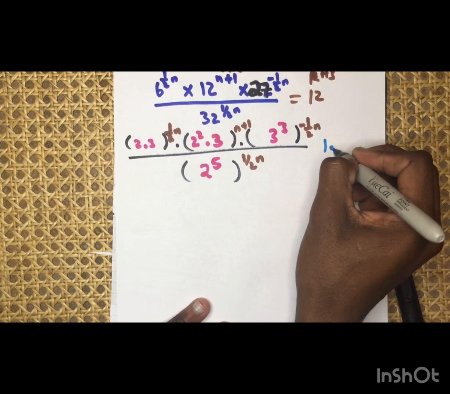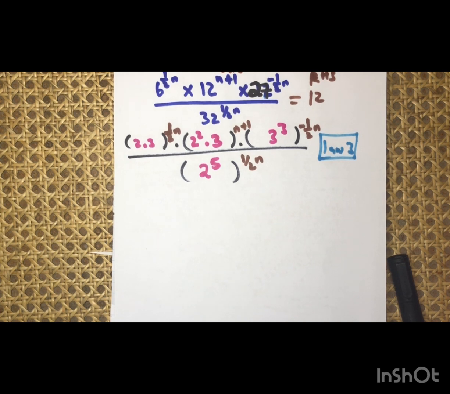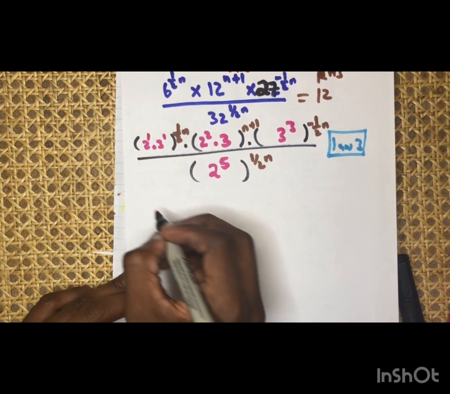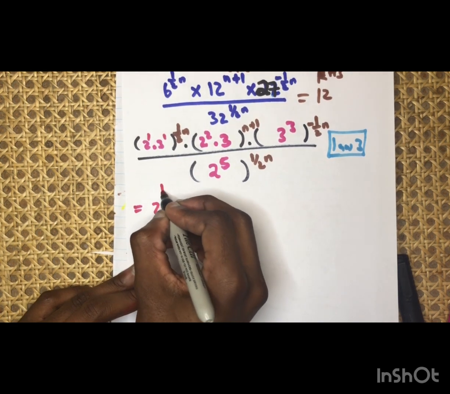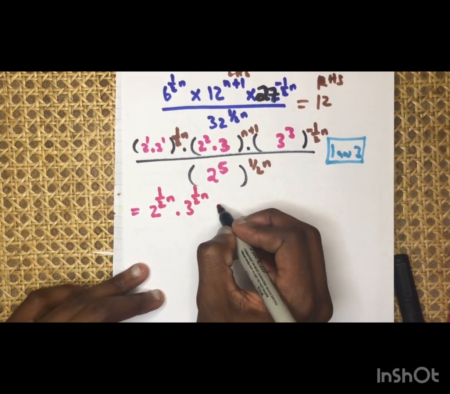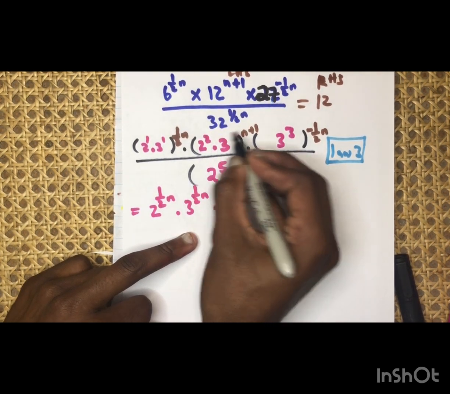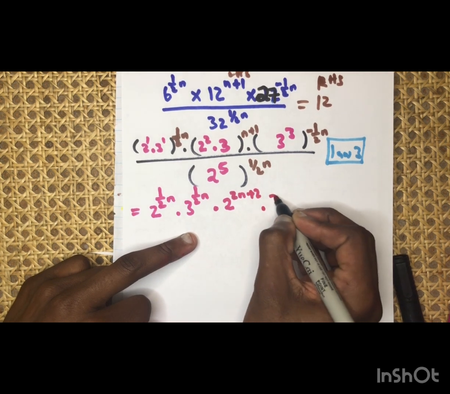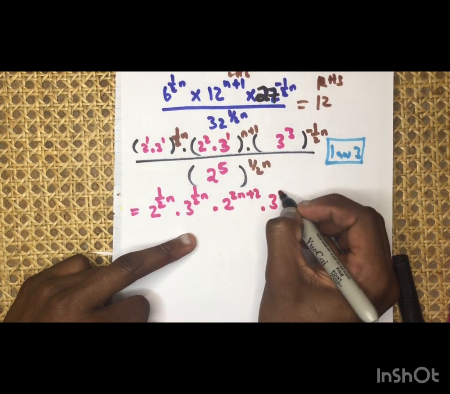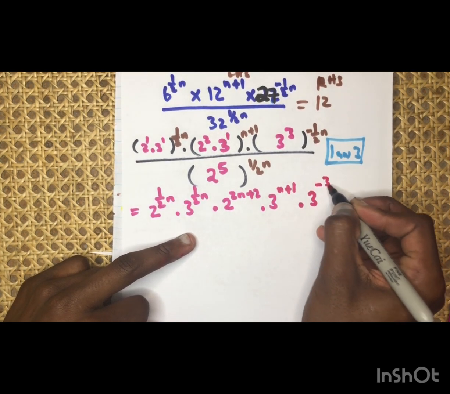So which law do I need to apply here? I'm going to apply law number 3. Can you see that your laws are very important when you are doing this? So law number 2, we all know what law number 2 says. So I'm going to say here, the power is 1 and 1. So I'm going to get 2 to the power 1 over 2n times 3 to the power 1 over 2n times, here, 2 times n is 2n, 2 times 1 is 2, times 3. So we have the power 1 here, which is n plus 1. Then we have 3. So here is going to be negative 3 over 2n.